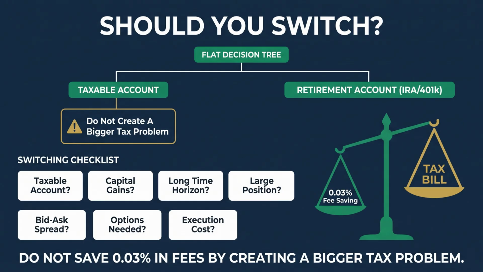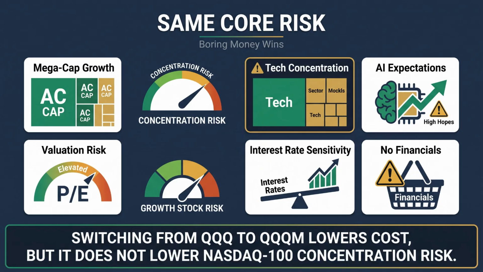Then ask how you use the ETF. Are you holding long-term, or are you trading? Do you use options? Do you need maximum liquidity? The important point is simple. Do not save 0.03% in fees by creating a bigger tax problem. And even if switching makes sense, there is one risk it does not solve: concentration. Switching from QQQ to QQQM lowers your cost, but it does not lower the main risk of the Nasdaq-100.